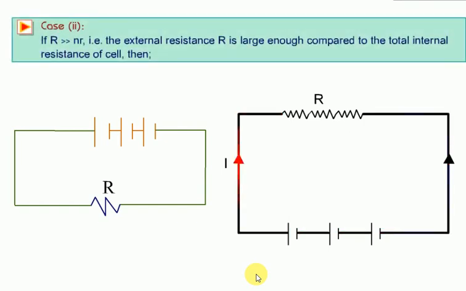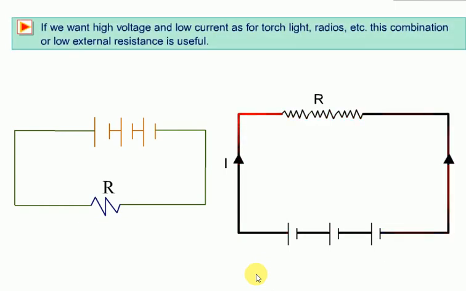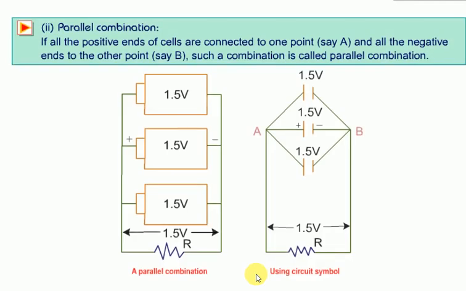In case 2, if the external resistance R is large enough compared to the total internal resistance of the cells, then I is equal to NE by R. This gives nearly N times the current flow than that given by a single cell. If we want high voltage and low current, as for torchlight, radios, etc., this combination or low external resistance is useful. Now, number two, parallel combination.